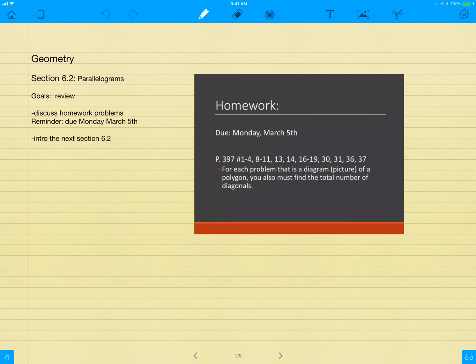The goals today, we're going to be discussing the homework problems that I assigned yesterday in class. So if you were gone, we did get new homework yesterday. It will be due Monday, March 5th. That's coming up this coming Monday. Obviously you can see the problems here on the screen.